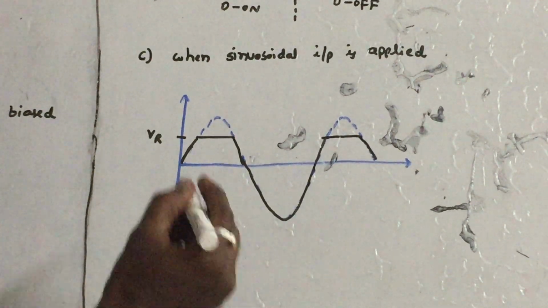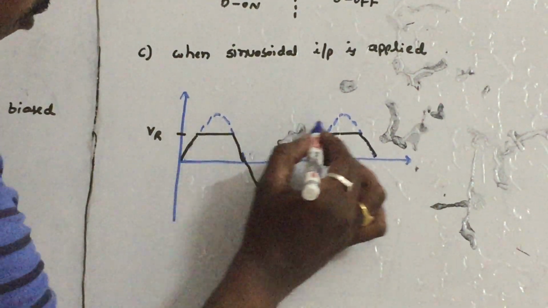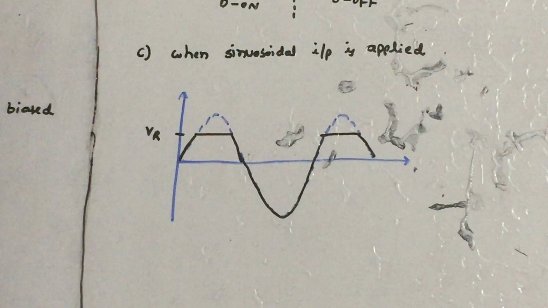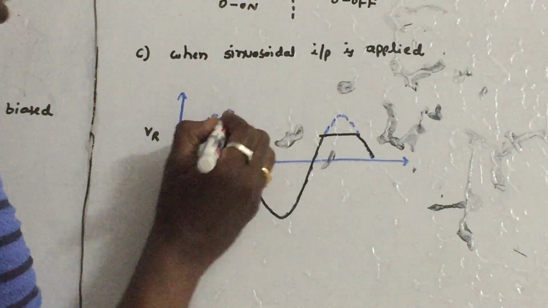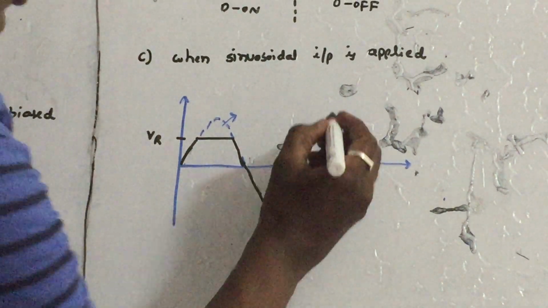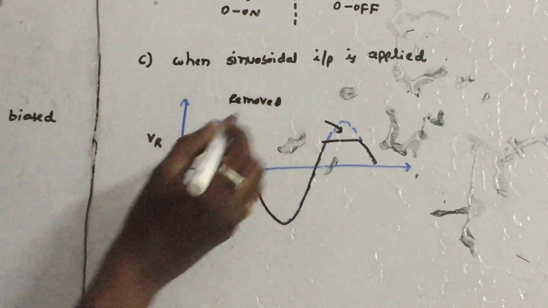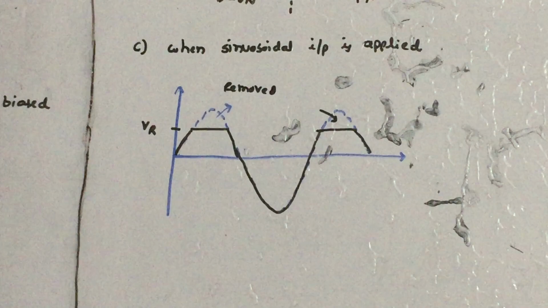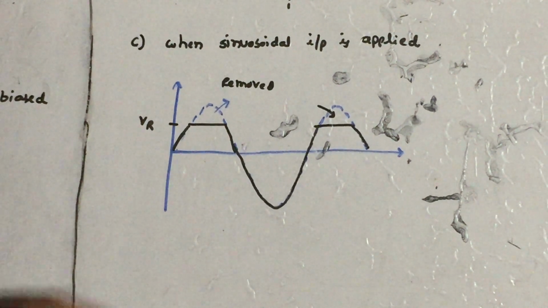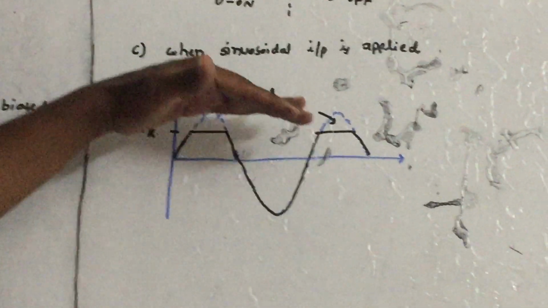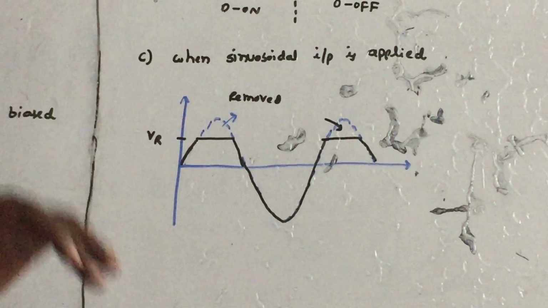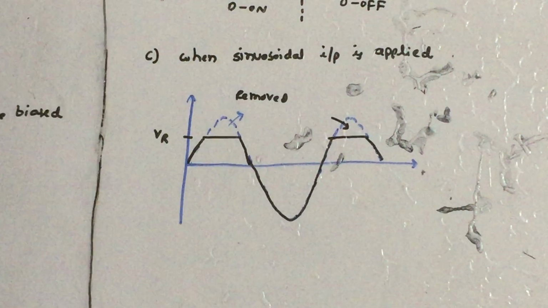You can clearly see that the portion of the waveform above this reference voltage is clipped. This portion is removed. Since the portion of the waveform above the reference voltage is removed, this type of clipping is called clipping above the reference voltage. Very simple operation, series clipper.